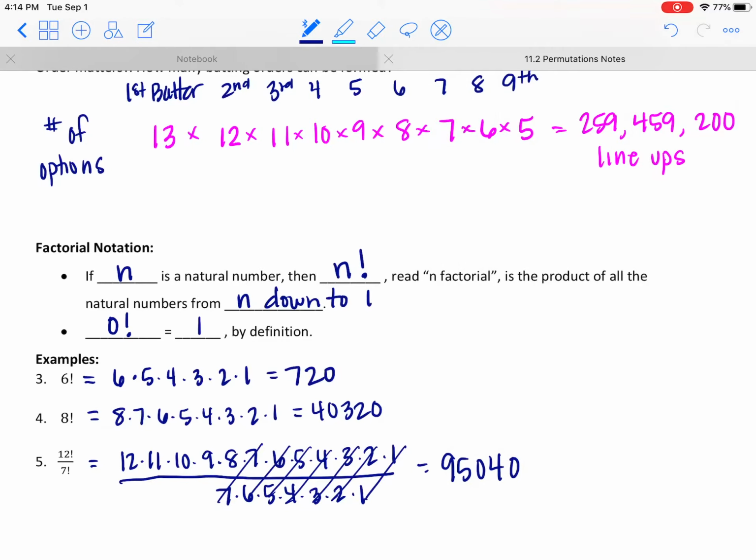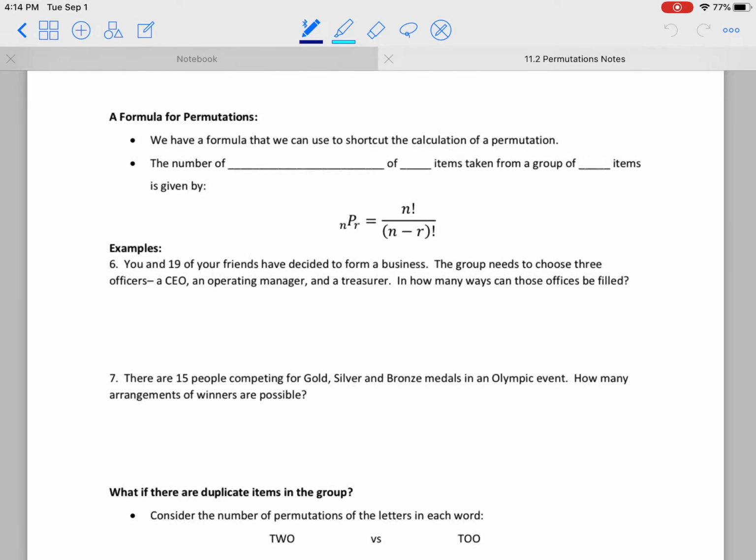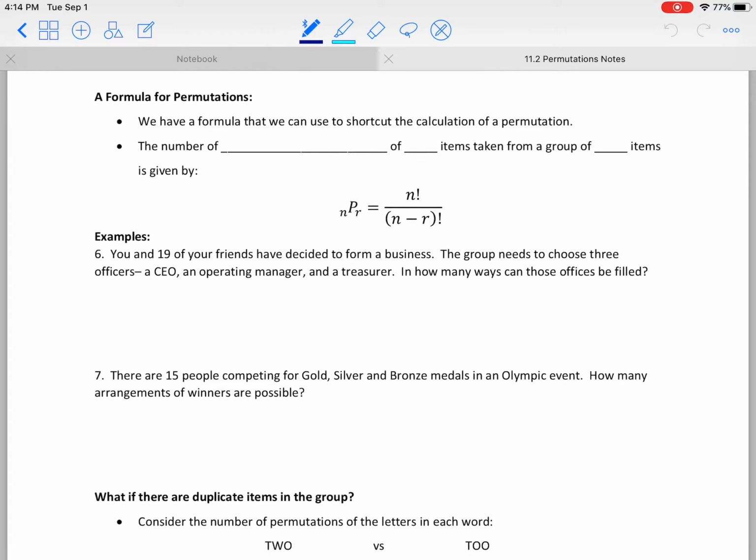Okay, so now, what does this have to do with permutations? Let me try to show you. So a formula for permutations is available, and again, it's supposed to simplify some of the work that we're doing. So we have this formula, again, a shortcut for the calculation of permutations. It is the number of permutations, so again, ordered arrangements of R items taken from a group of N items, and again we know that none of the items can be repeated.